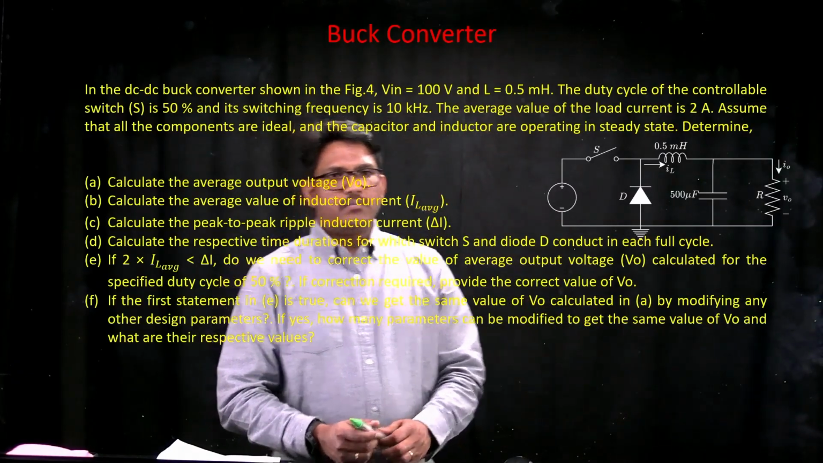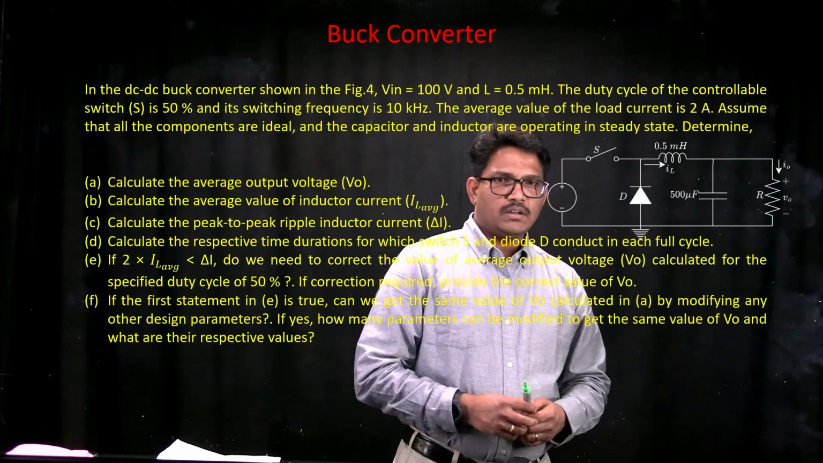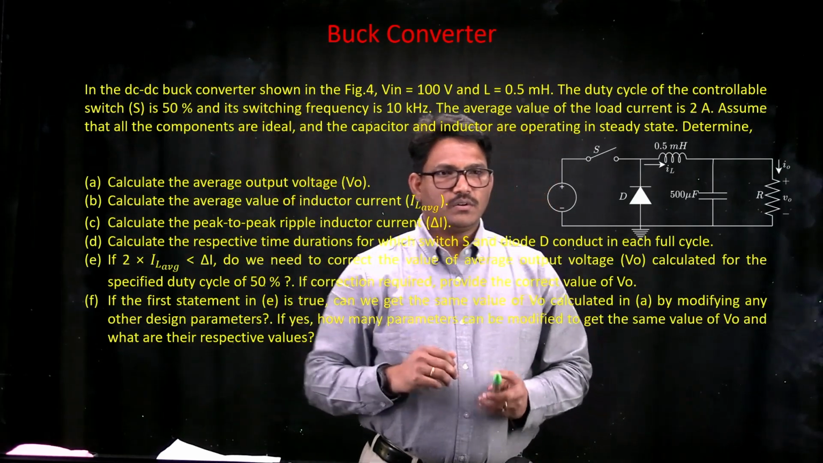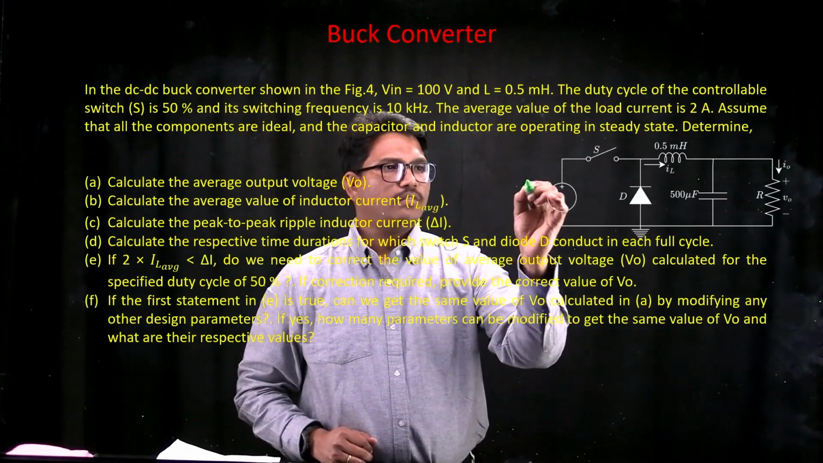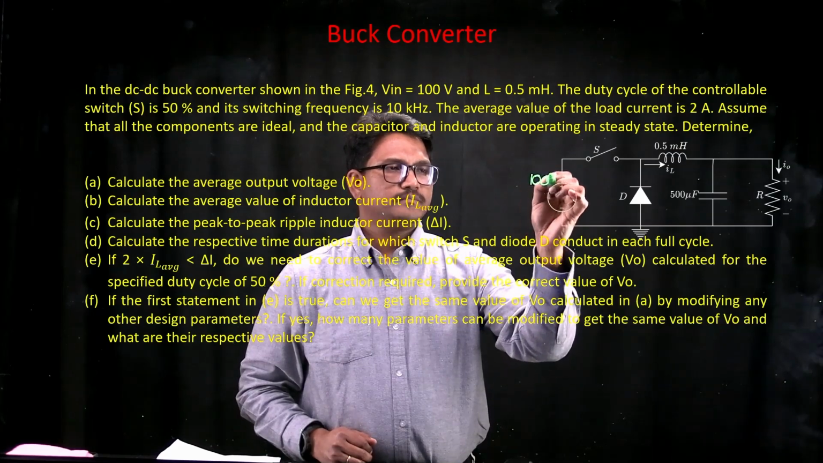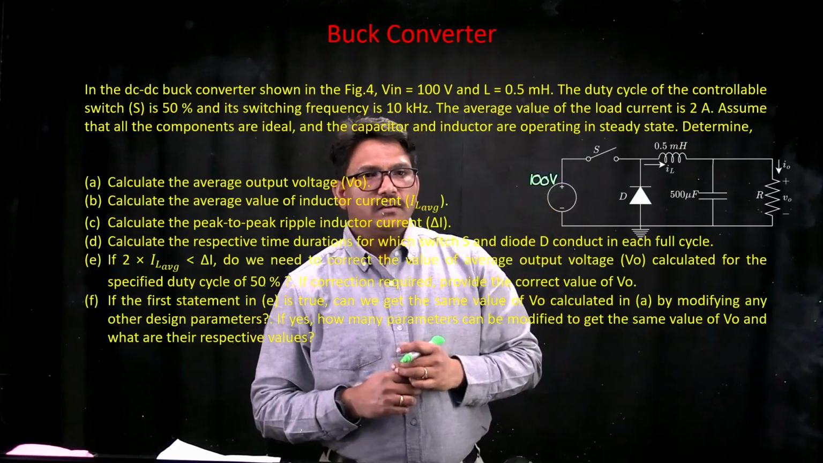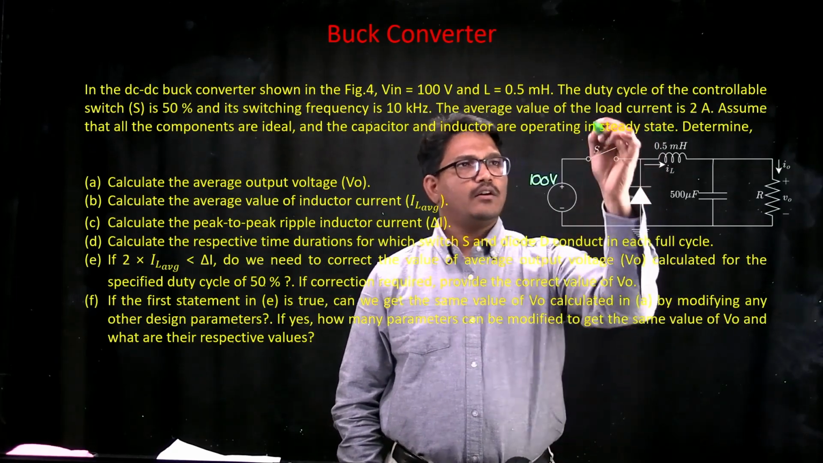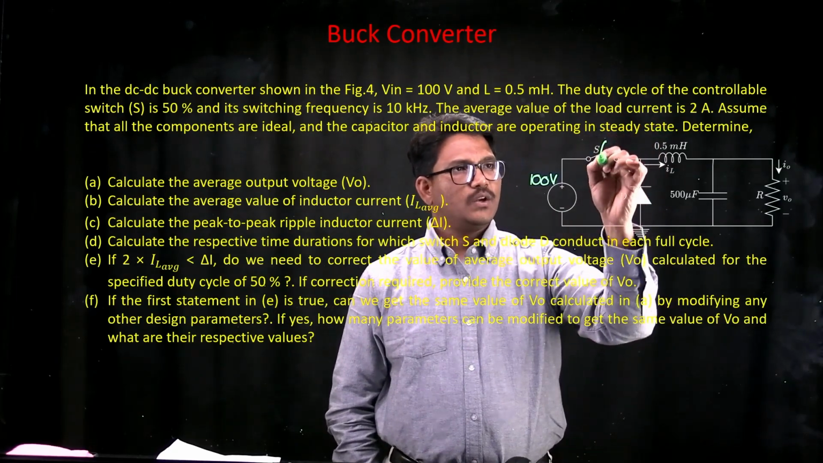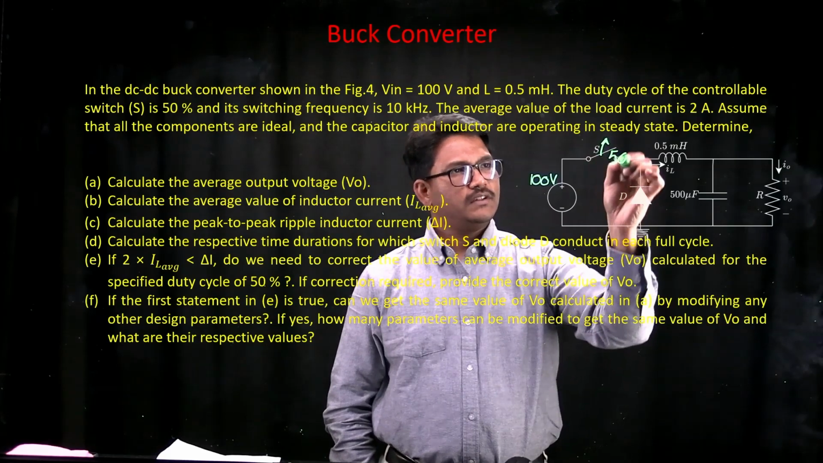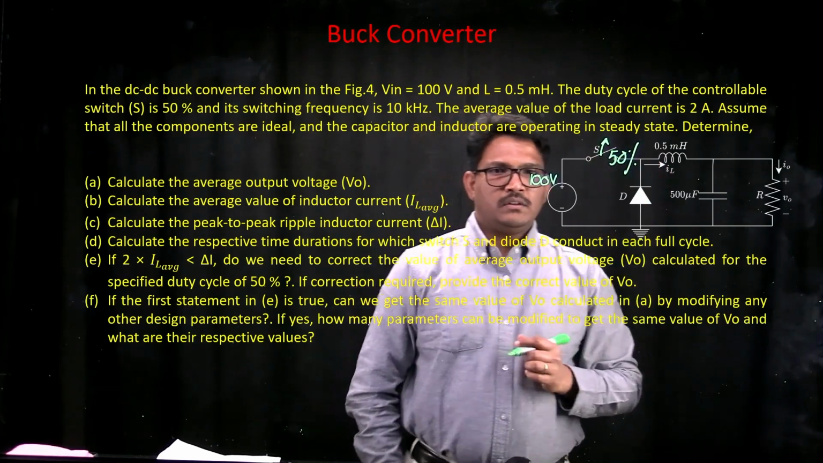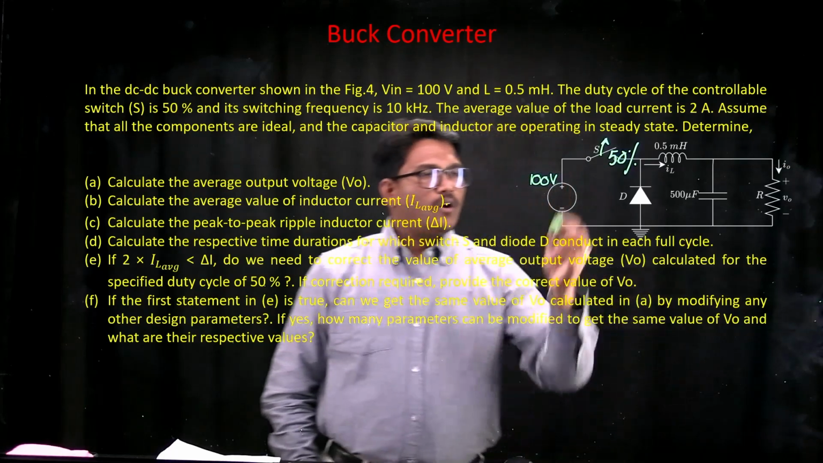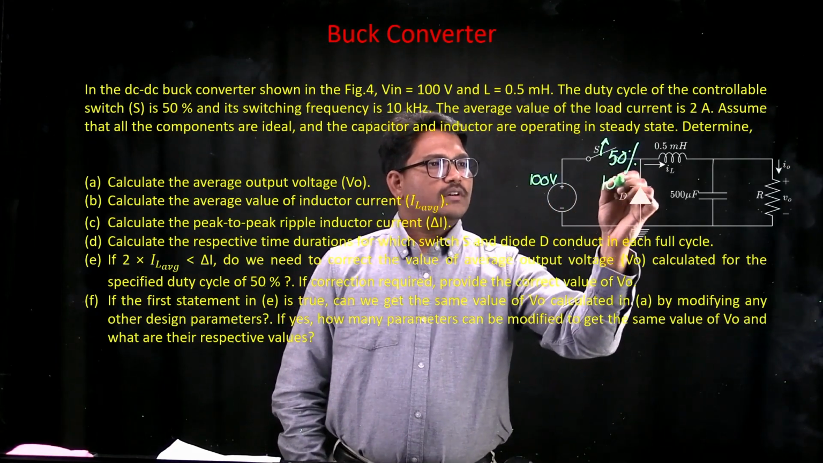Let's have a look at a problem on the buck converter. Let's say in a DC to DC buck converter, you have the input voltage of 100 volts. Then you have an inductance value of 0.5 millihenry. The duty cycle of the switch at which you are controlling is 50%. And it is also operated at a frequency of 10 kilohertz.